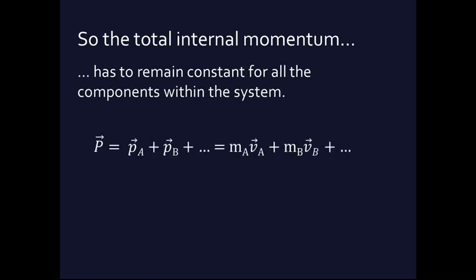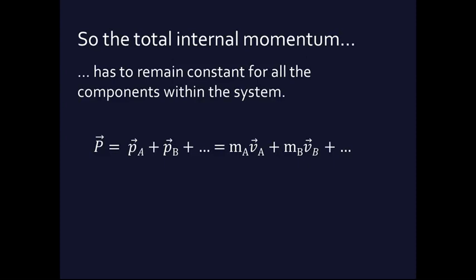That is to say that the total momentum, vector P, capital P there, is always going to equal the same thing when you add up the momentum of element A plus element B plus however many other internal elements there are. So if the momentum of one of the elements increases, then the momentum of the other elements has to decrease, and so forth. Of course, P equals mv, that is to say momentum equals mass times velocity.